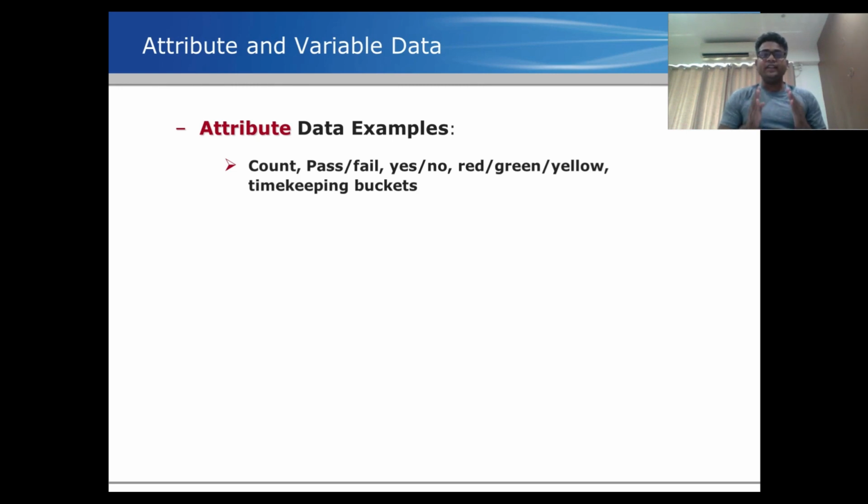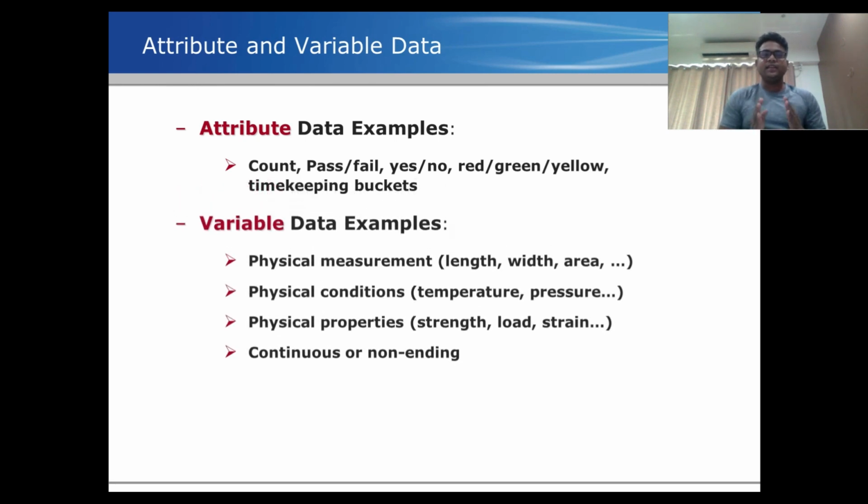So what is attribute data and what is variable data? Attribute data is also called discrete data, the data which can be evaluated by counting, such as pass, fail, yes, no. And variable data are those data which are continuous on a scale. These are examples of variable data: physical measurements like length, width and area; physical conditions like temperature and pressure; and physical properties like strength, load and strain.